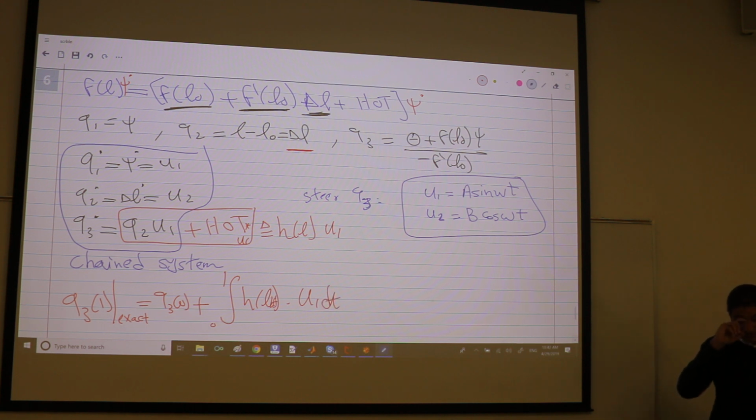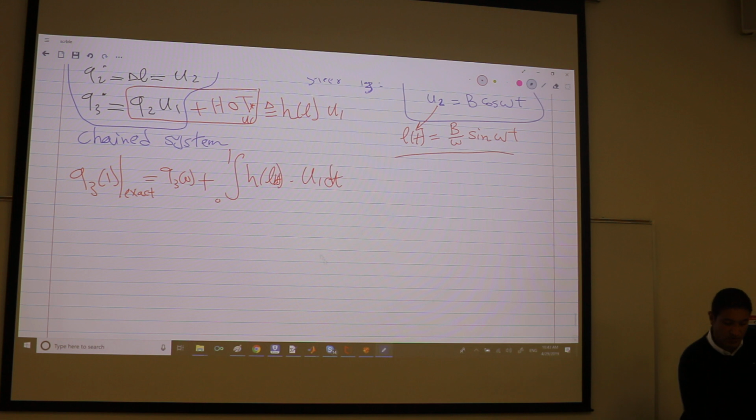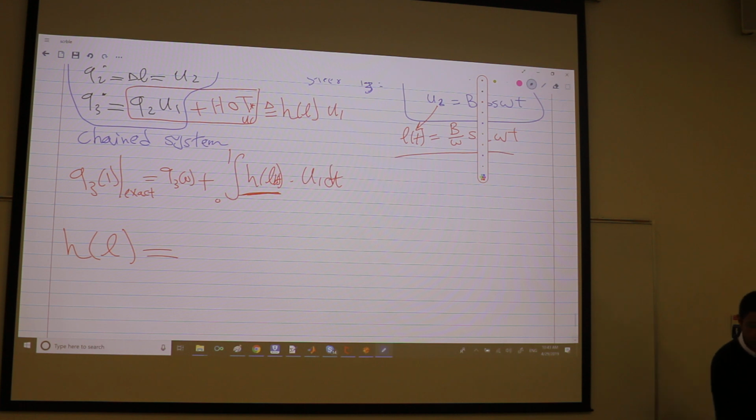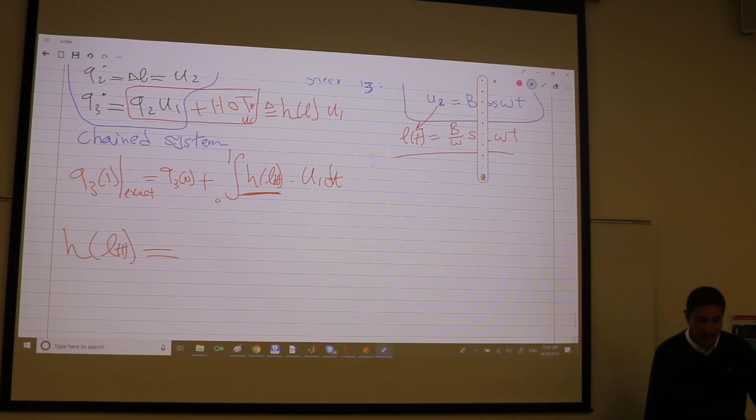So let's get L of t, please. Can you get me L of t? I have U2 here, which is L dot. I just integrated to get L of t. Integrate this, you get B over omega sine omega t, correct? So now you have a signal that is sinusoidal at some frequency, and you have a nonlinear function of this signal. Can you give me an expression for this signal in time? Again, I have a sine wave at some frequency, and I have a nonlinear function of this sine wave. What is the output? Can you give me a form for it?